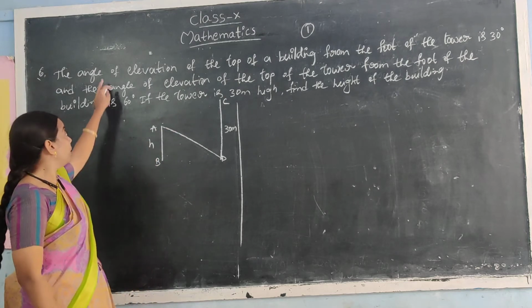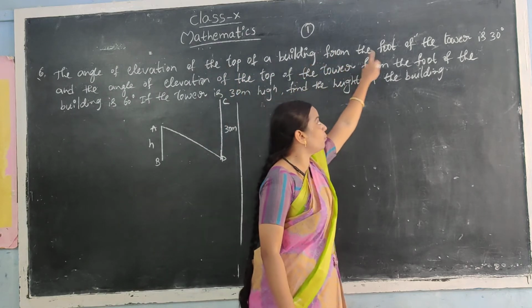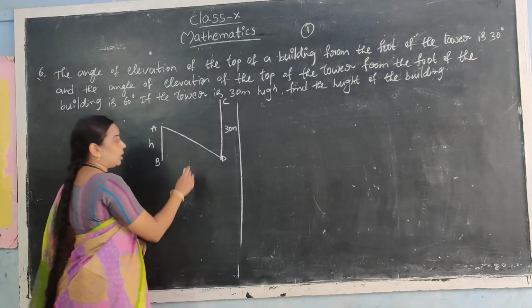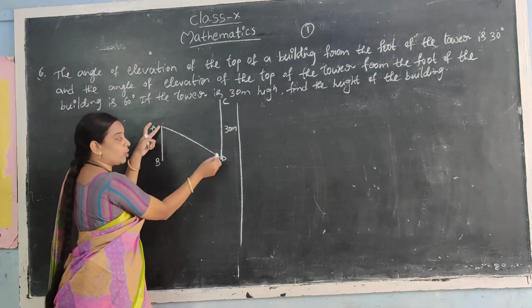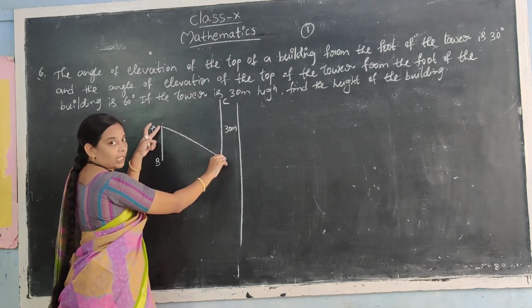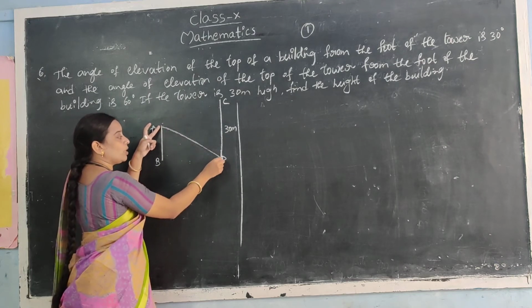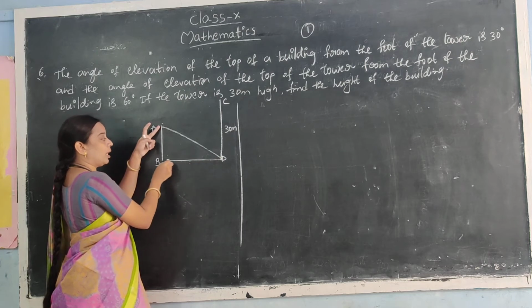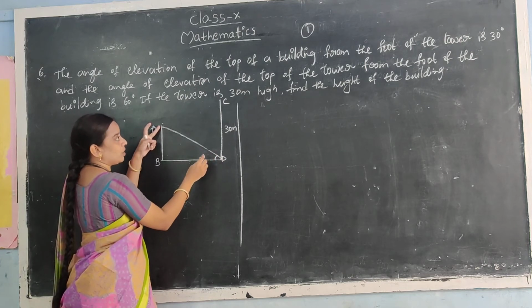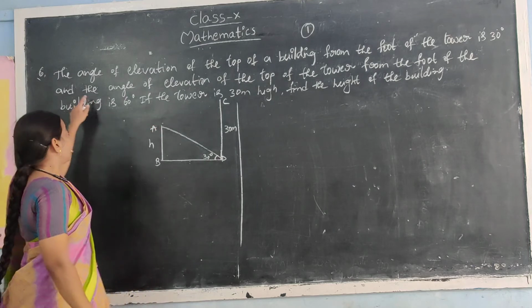Do you understand, ma'am? Angle of elevation of the top of a building from the foot of the tower. So that means the top of the building is this, the foot of the tower is this. The observer is near the foot of the tower. Now this is the angle of elevation. Through this point, draw a horizontal line. Now here the angle of elevation is formed. How much is formed? 30 degrees.